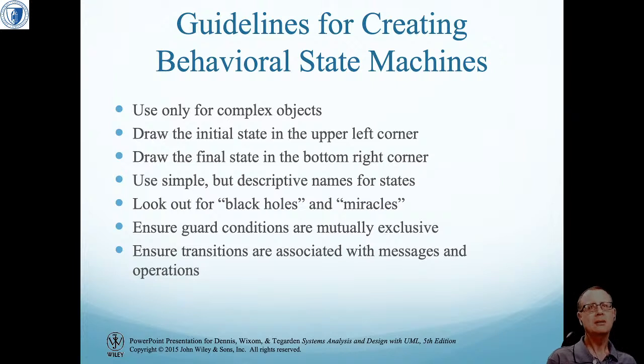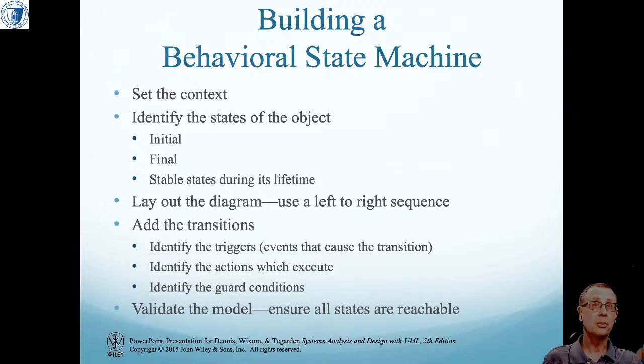Okay, so guidelines. Use it only for complex objects. Draw the initial state in the upper left and the final state in the bottom right to start with anyway. Use simple but descriptive names for states. Look out for black holes and then a miracle occurs. Make sure you have guard conditions that are mutually exclusive. That is, there isn't a condition that allows you to take two paths from a decision point. And ensure transitions are associated with messages and operations.